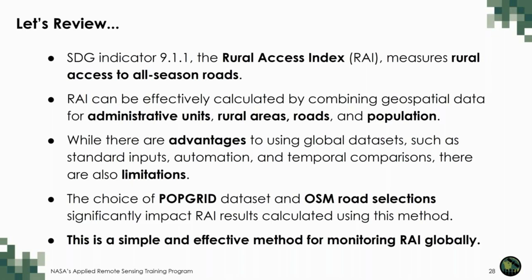Let's review. SDG indicator 9.1.1, the Rural Access Index, or RAI, measures rural access to all season roads. RAI can be effectively calculated by combining geospatial data for administrative units, rural areas, roads, and population. While there are advantages to using global data sets, such as standard inputs, automation, and temporal comparisons, there are also limitations. The choice of POPGRID data set and OSM road selections significantly impact RAI results calculated using this method. But ultimately, this is a simple and effective method for monitoring RAI globally.